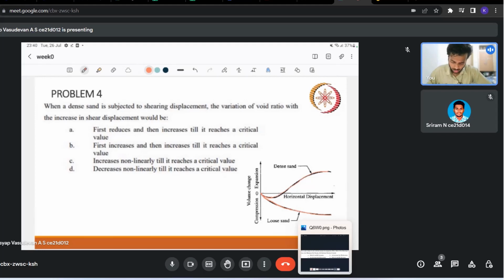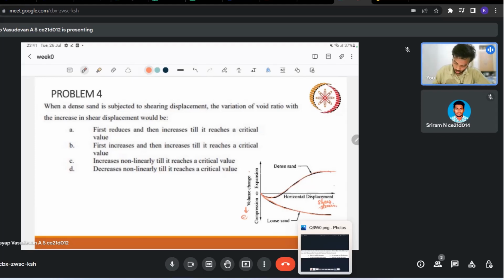So the option we have is that it first reduces and then increases to a critical value. This can be called the critical value of void ratio. Here in the y-axis we have volume change, which indirectly indicates the void ratio, and in the x-axis we have horizontal displacement. In direct shear, the horizontal displacement indicates the shear strain.